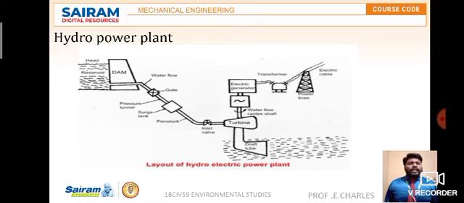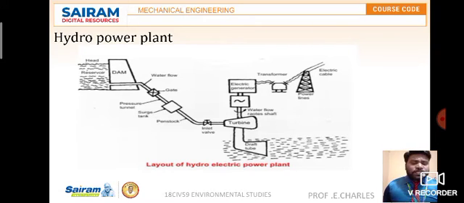Next, coming to this hydro power plant. So what is this hydro? Hydro means water. With the help of this water, we get the energy out of it. So that is nothing but a hydro power plant. This is the layout of a hydroelectric power plant. For this, we have to construct a dam, and then there is a reservoir. Water is collected and stored in the reservoir.